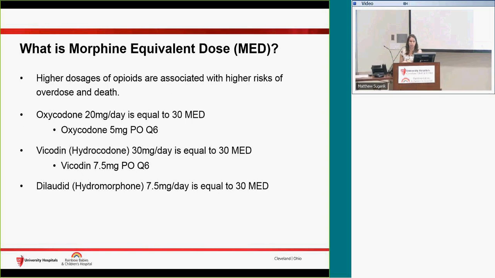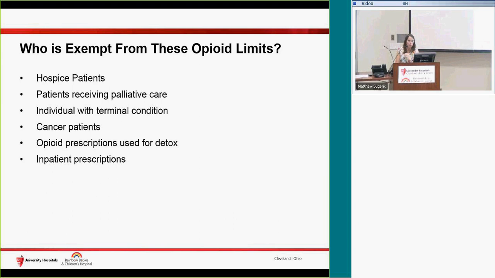Somewhere on there is a morphine equivalent dose. The higher the dose of opioids that we are prescribing, the higher the risk of overdose and death. To break into examples, oxycodone 20 milligrams per day is equal to 30 morphine equivalent doses. Oxy 5 milligrams Q6, taken at 20 milligrams a day, or Dilaudid 7.5 milligrams a day, is equal to 30 morphine equivalent doses. That doesn't mean all you can ever prescribe is oxy 5 milligrams Q6, because there are patients like the 75 kilo patient who just had surgery and I'm giving them 10 milligrams of oxycodone. You just, again, need to document in your chart why you are giving more than what's recommended in this legislation.